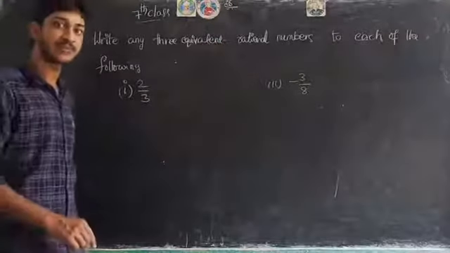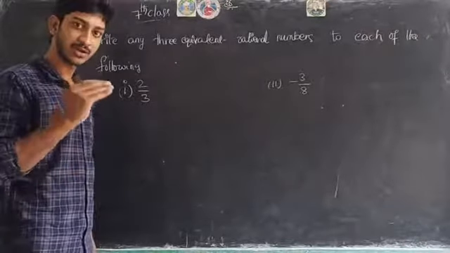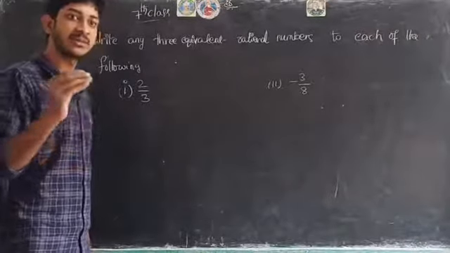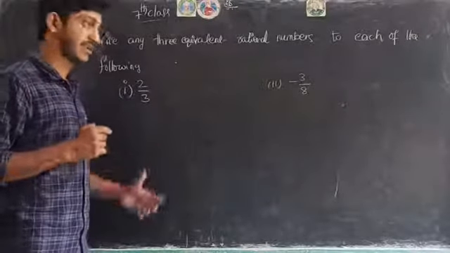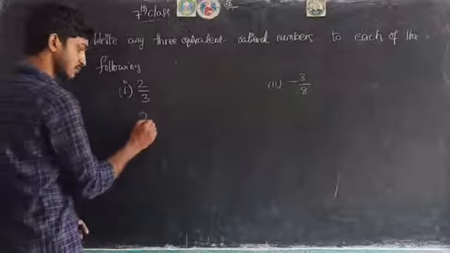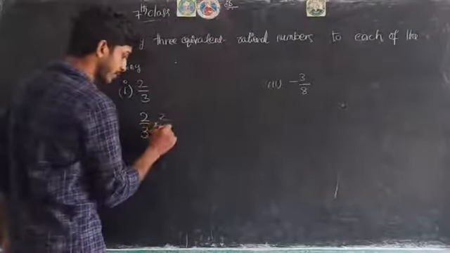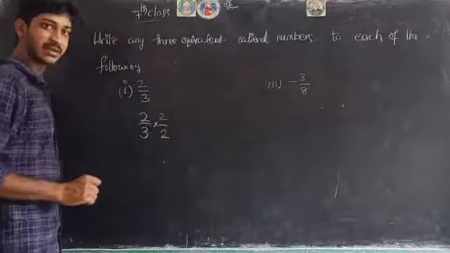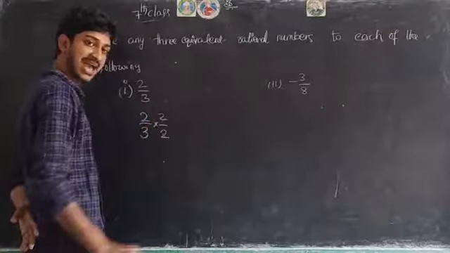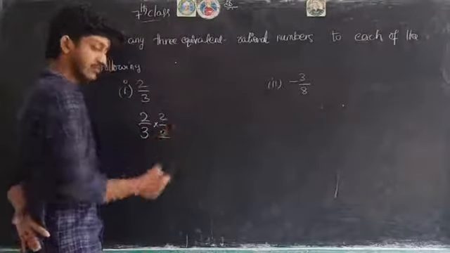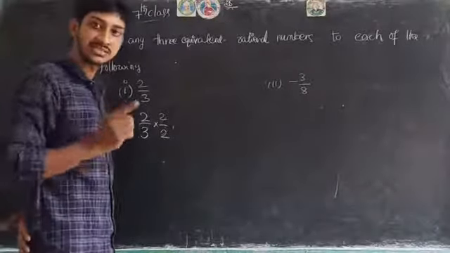We have to multiply the denominator and numerator with the same number. If you multiply the denominator and the numerator with the same number, then the product is the equivalent rational number to the given number. See here, 2 by 3, I am multiplying the numerator and denominator with the same number. See here, 2 by 2. Here this 2 and this 2 cancel each other, so the answer is 1. If you multiply any number with 1, the answer is the same number.